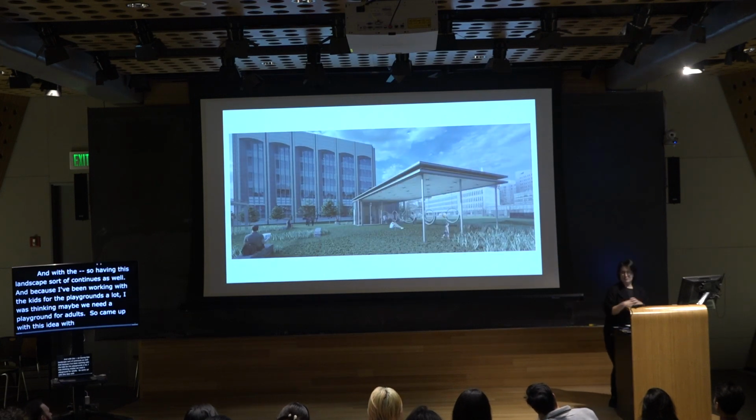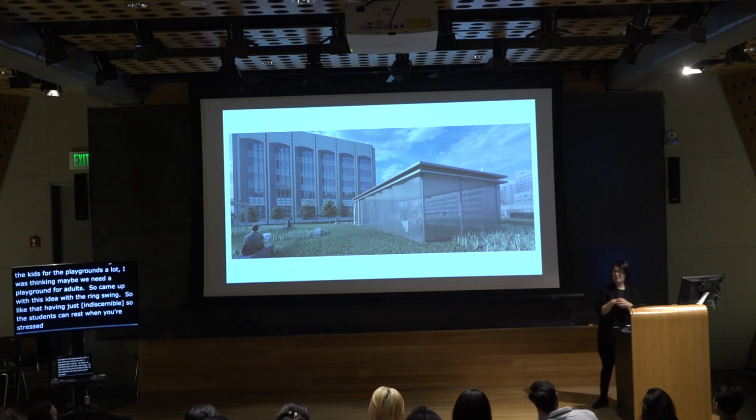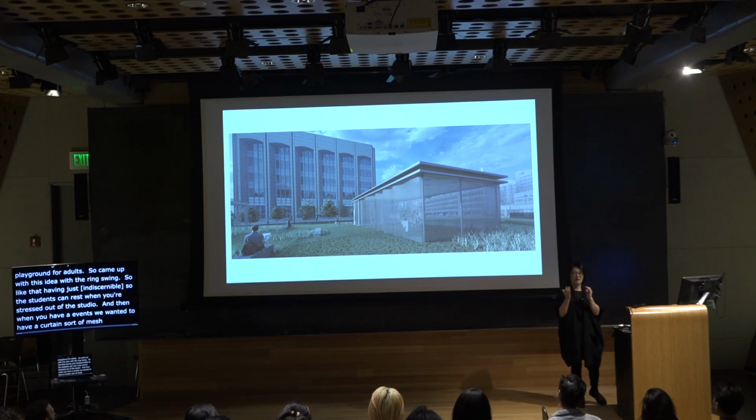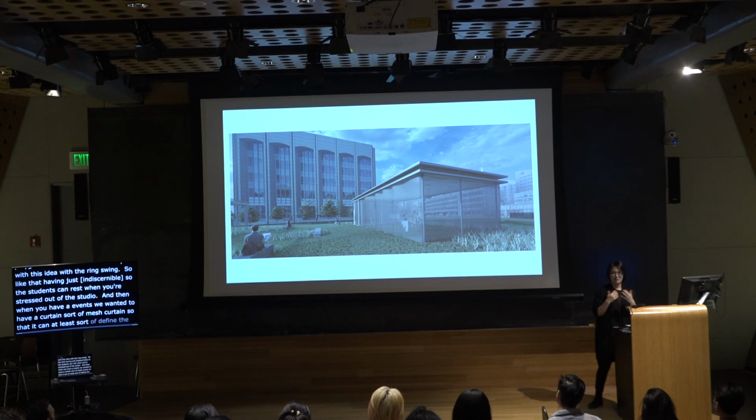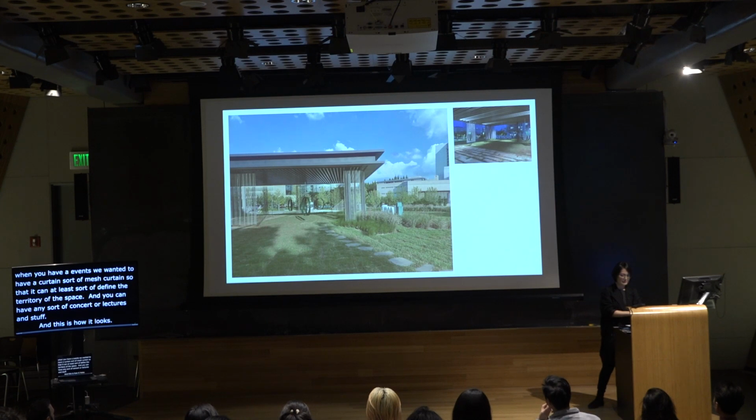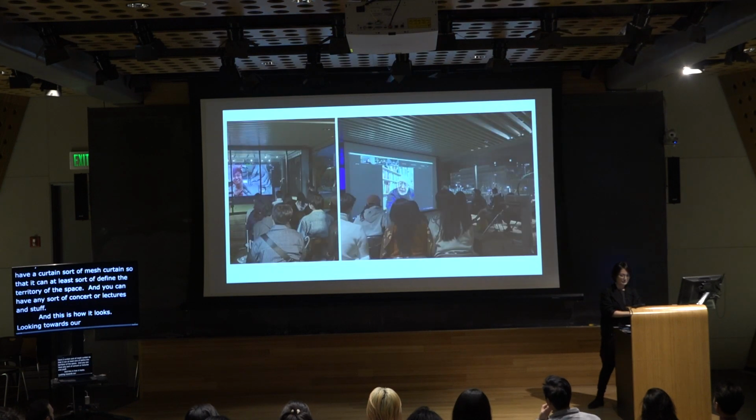Having just a roof, the students can rest when you're stressed out of the studio. And when you have events, we wanted to have a curtain, a sort of mesh curtain, so that it can at least define the territory of the space, and you can have any sort of concert or lectures and stuff. And this is how it looks, looking towards our campus, and built.